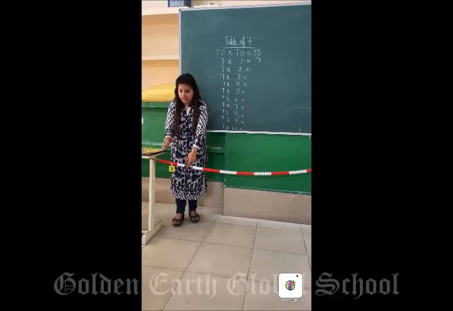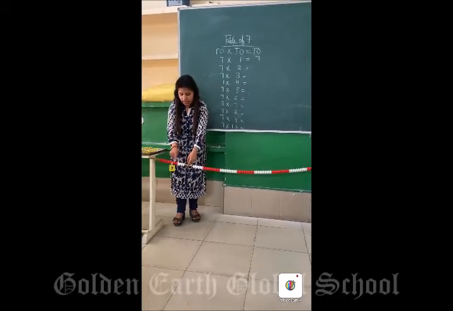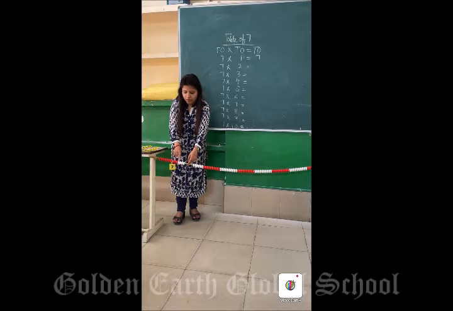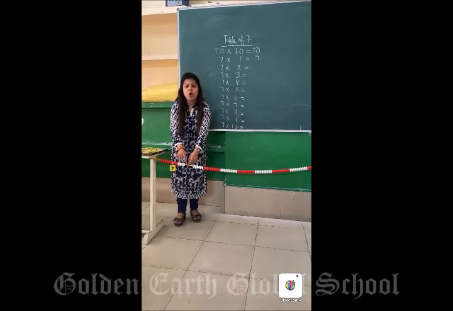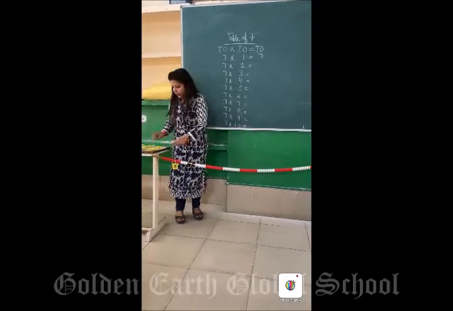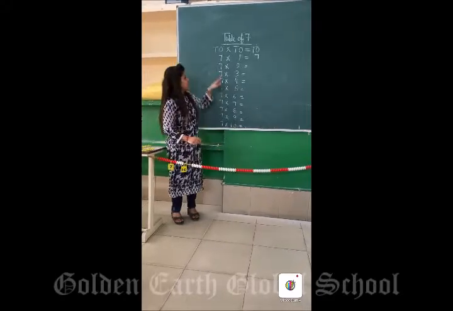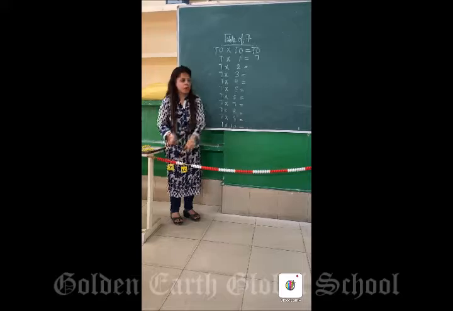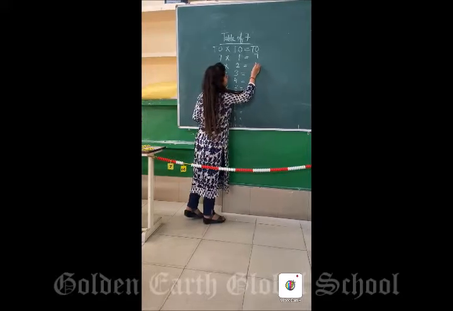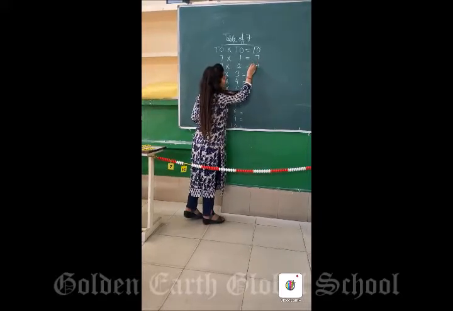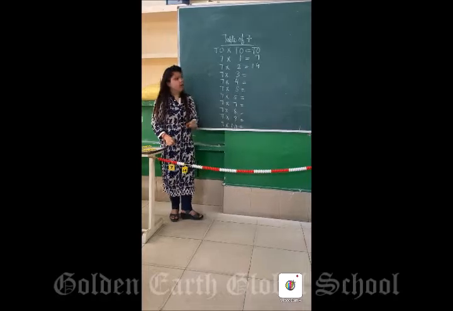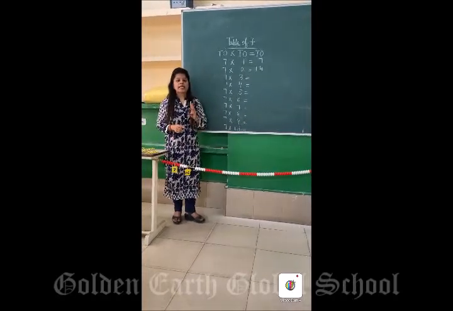Now what comes after 7? 8, 9, 10, 11, 12, 13, 14. Then we will put a tag of 14. 7 2s are 14. 4 under 1s and 1 under 10s. Clear? Again we will count 7 more beads.